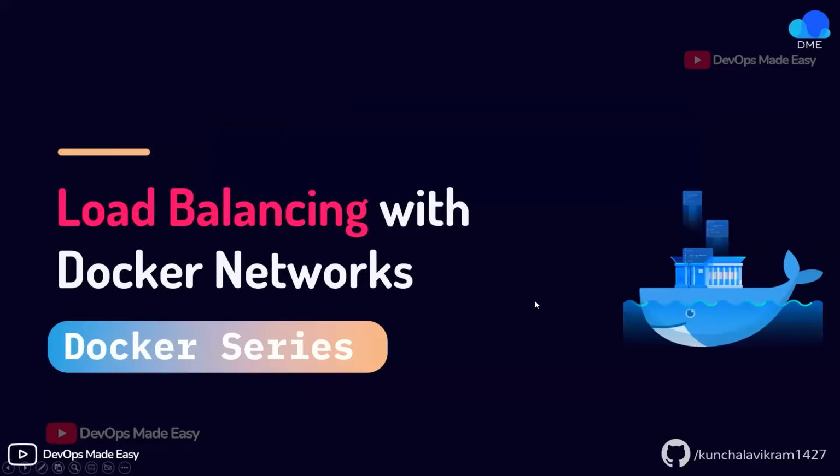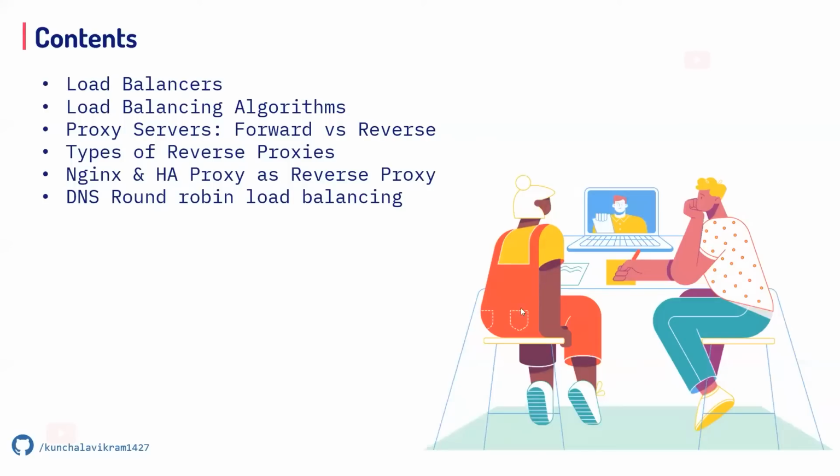So now let's talk about load balancing with Docker networks. We'll do basically load balancing with Nginx or HAProxy, but Docker also has a load balancing technique, which we will see. Okay. So we'll understand load balancers, various algorithms, what are proxy servers, reverse proxy servers. Okay, how to use Nginx and HAProxy as a reverse proxy, and what is the DNS round robin load balancing technique.